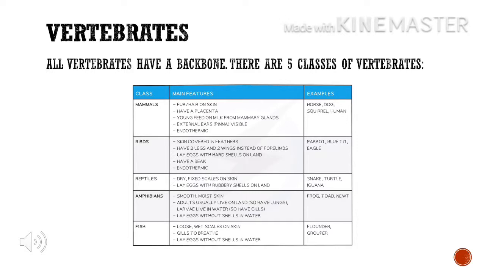Let's start. Class mammals. Their main features: they have fur or hair on skin, they have a placenta, young feed on milk from mammary glands, external ears or pinna are visible, and they are endothermic. Examples: horse, hog, squirrel, and human.